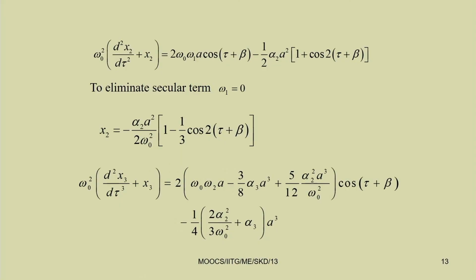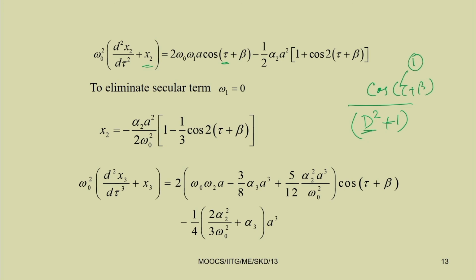So, in this case, you can see omega 0 square into d square x 2 by d tau square plus x 2 equal to 2 omega 0 omega 1 a cos of tau plus beta. Here the coefficient of tau equals 1 and the coefficient of x 2 equals 1. So, if you take the particular solution of this one, in the denominator it becomes d square plus 1, and you have a cos term here, cos of tau plus beta.